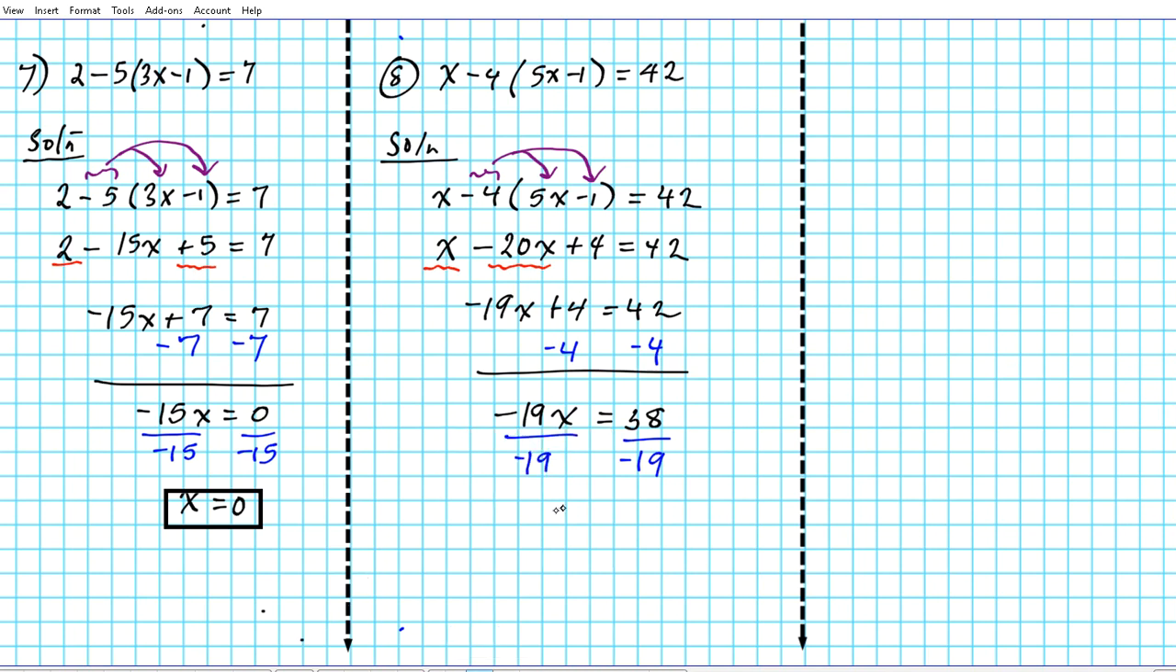Alrighty, so what do we have here that divides out? We have x equals 38 over 19 is negative 2. Alright, that's the answer for question number 8. Now the last one, problem number 9.